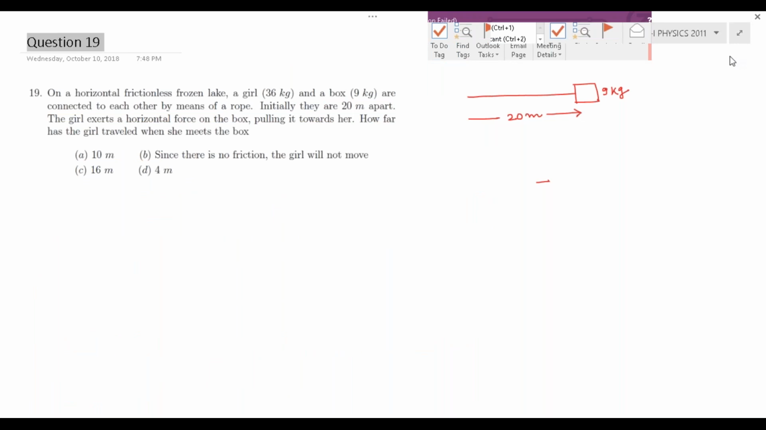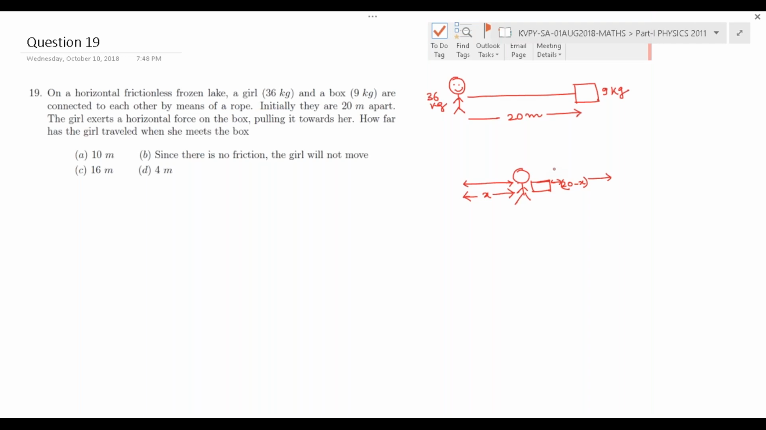Okay, anyway, I do not know how I lost this. So let me redraw. So this is the girl initially, 36 kg. And then the girl and the box are nearby, and the girl has moved a distance. Let's assume the distance x. We need to find this value of x. Then the moment the girl has traversed x, the box has traversed 20 minus x, obviously, because the distance between them was 20. These are the pictorial descriptions of the statement.